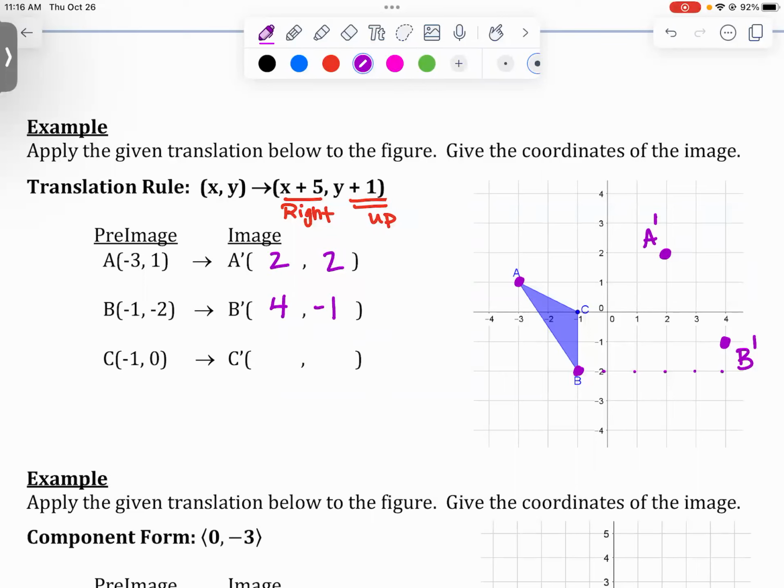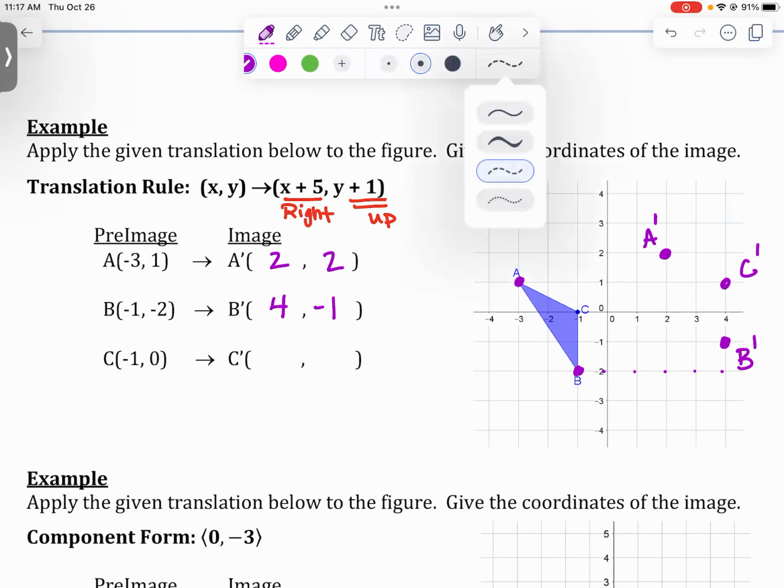Okay. Then we have C. I'm going to literally count from C. 1, 2, 3, 4, 5, up 1. There is my C prime. What is that coordinate? 4, 1. Okay. That is 4, 1. There is our image. It is congruent to the blue triangle you see before you, because we literally just took the coordinates and we slid them right 5 and up 1.